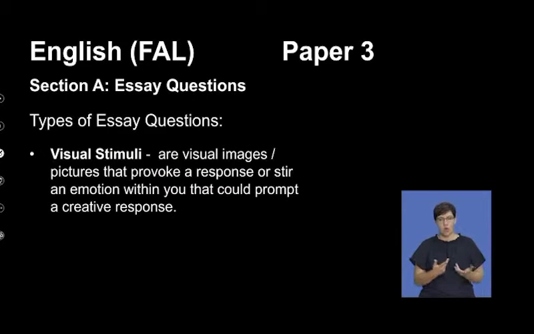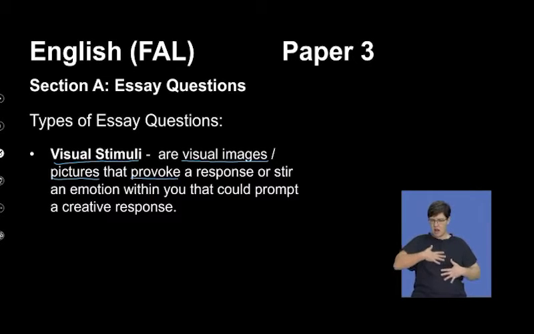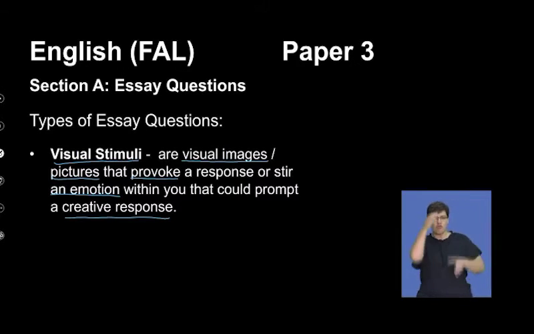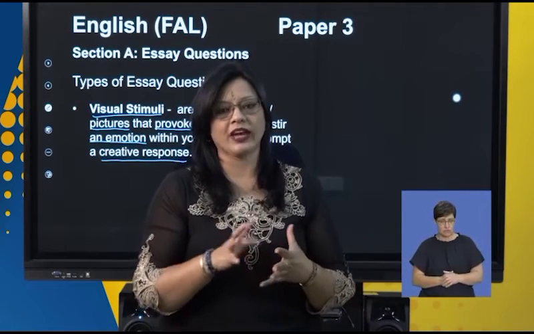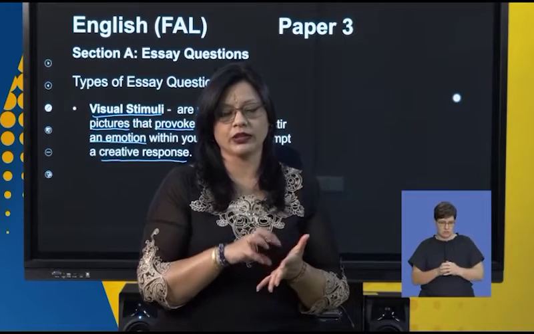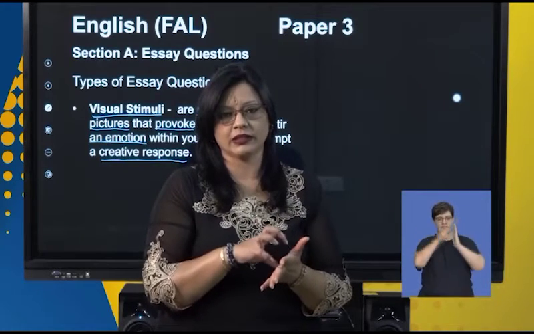We're going to go into the visual stimuli. This is also something that you would find in your question paper. Sometimes you have 2 pictures and sometimes you have 3. So visual stimuli are visual images or pictures that provoke a response or stir an emotion within you that could prompt a creative response. So if you go back and you look at past year papers for English First Additional Language, you will see that we have pictures as part of your creative writing responses.